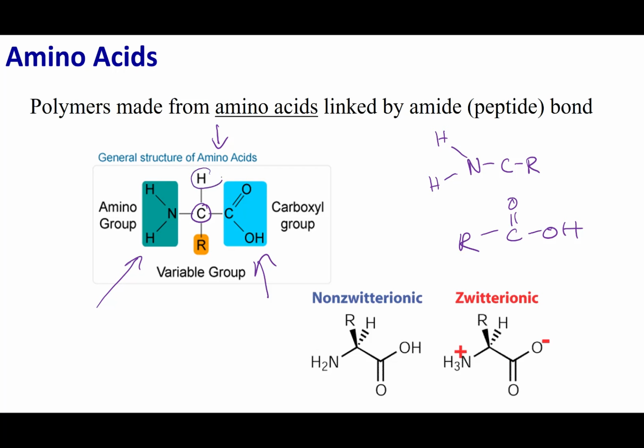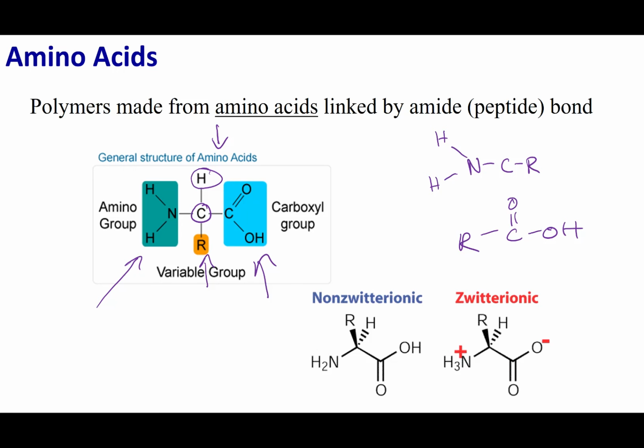That carbon has one hydrogen attached to it, and it also has what we call the R group, or the variable group. Now I know this is going to be kind of tricky. So in organic chemistry, we said the R group was the rest of the molecule. It's kind of the unimportant thing.